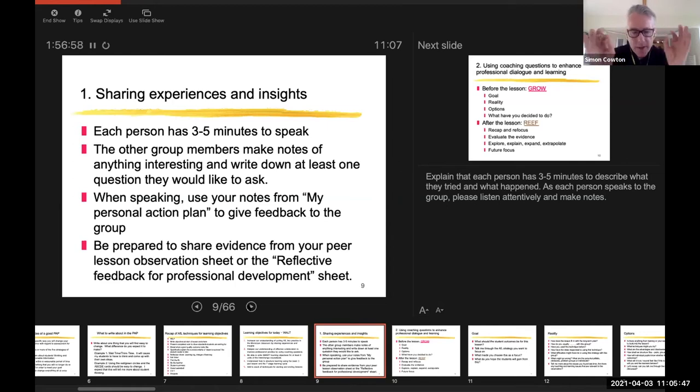So have we got two volunteers just to model, show us what I would expect everybody to do in your next session when you come together? So I would like, if somebody is willing to go through this process with me now, with the group, and if somebody has actually done the reflective feedback sheet and has taken a focus and has tried out a new technique, I would love to hear from you, and we'll give you 3 to 5 minutes to talk about your experiences in a structured way.